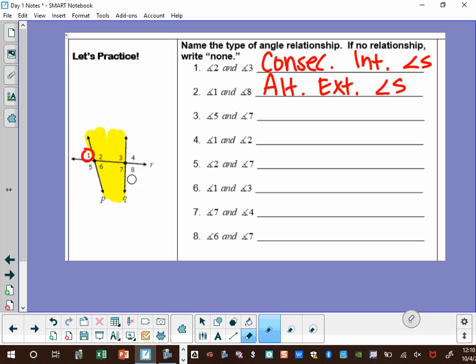All right, now we have angles 5 and 7. 5 and 7 are in the same position on the same side. Which one means same side, same position? Corresponding, good. Corresponding angles.